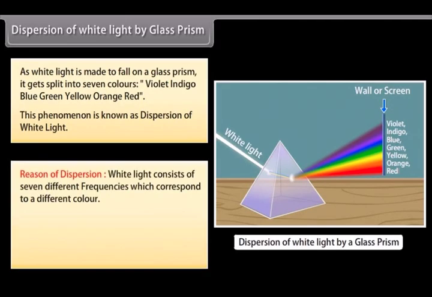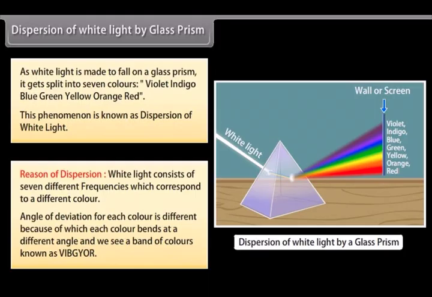Reason of dispersion. White light consists of 7 different frequencies which correspond to different colors. The angle of deviation for each color is different, because of which each color bends at a different angle and we see a band of colors known as VIBGYOR.